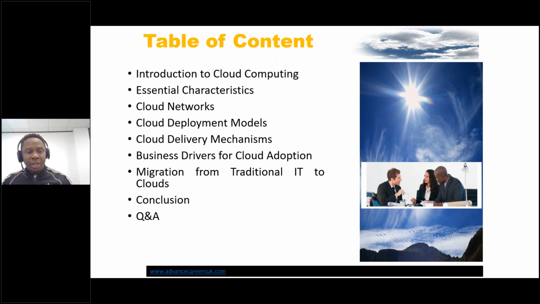So what are we looking at today? We're looking at the introduction to cloud computing, essential characteristics of cloud computing, cloud network, cloud deployment model, cloud delivery mechanism, business drivers for cloud computing, migration from traditional IT to cloud, and also then the conclusion. Then we'll have a Q&A session.